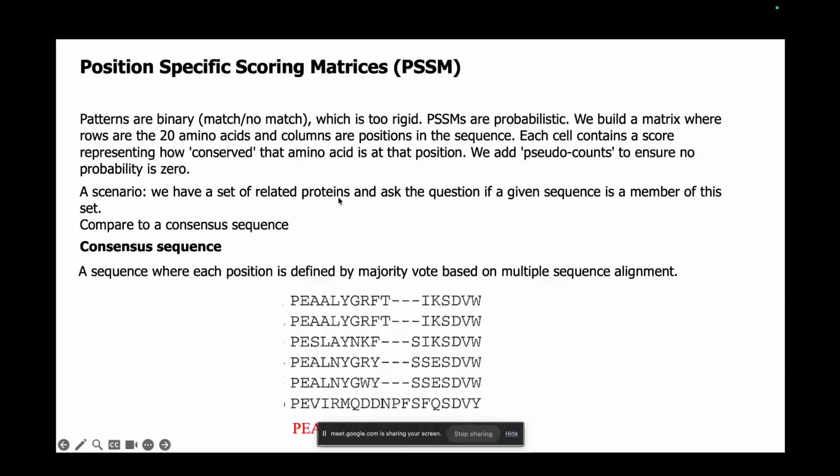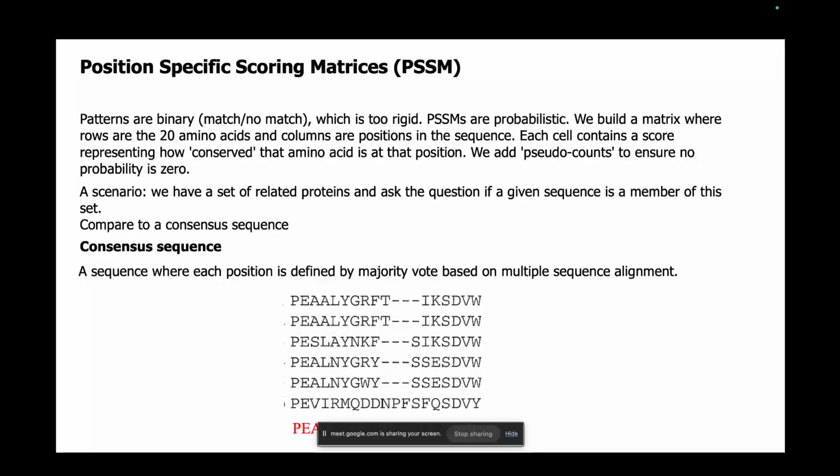Also, you add pseudo counts to ensure that no probability is zero. Say, for example, in 500 proteins you have zero proteins in which that amino acid is in that location. Instead of using a probability of zero, because again it will become binary, zero and one, we do not want to do that. We add a very small probability value, which is basically a pseudo count.